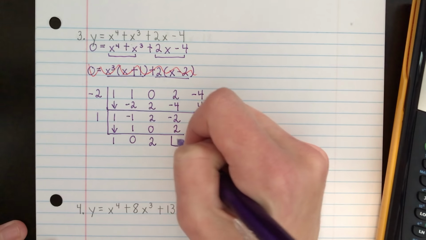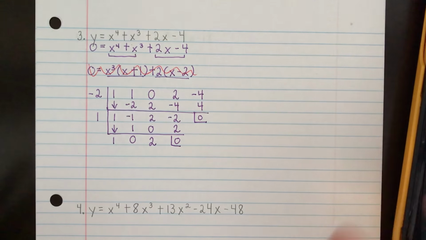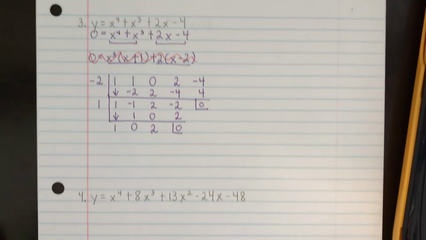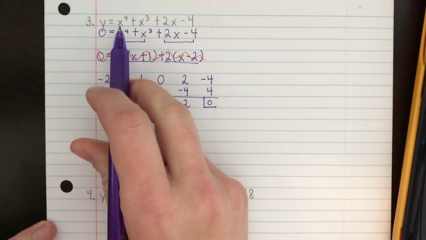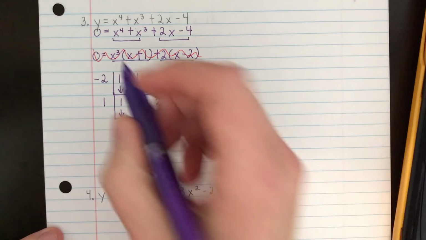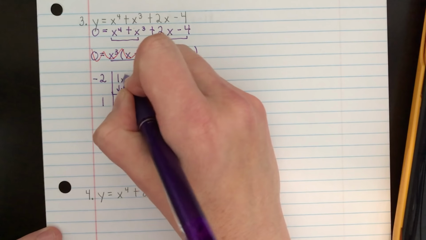So 2 and 0. I'm just doing synthetic division, what you've done before. I'm doing it fast, I know, but you'll probably have to just catch up. Okay, so now let's think about this. This was x to the 4th. So the original problem was x to the 4th.